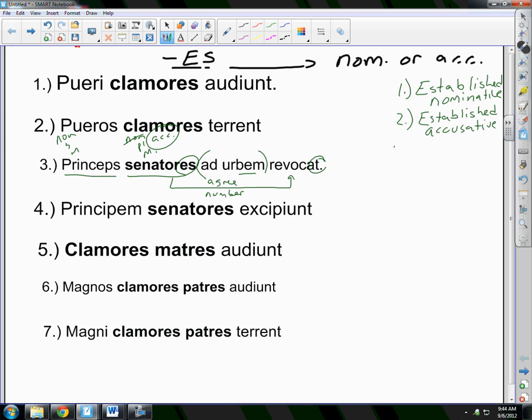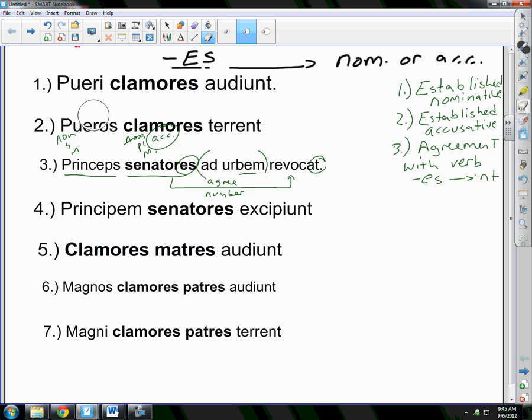How was I able to determine that the es was accusative? Well, it didn't agree with the verb. If it's supposed to be nominative and plural, and the verb is singular, they don't agree. So you have to change it to accusative. So number 3 is agreement with the verb. Es must have an nt at the end of the verb in order to agree.